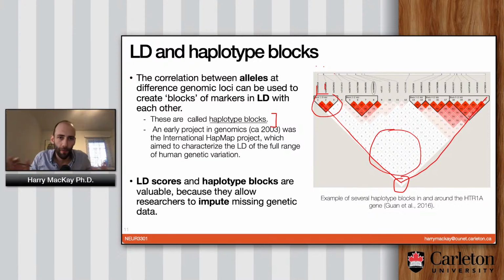Now, this is a fairly important aspect of heritability, because it shows in a practical way how linked variants are inherited together in these blocks. It was a fairly early project in the genomics era, around 2003. The project was called the International HapMap Project, which aimed to characterize the linkage disequilibrium for the full range of the human genome. This is fairly important for a reason that I'll get into, I think, in the next slide.